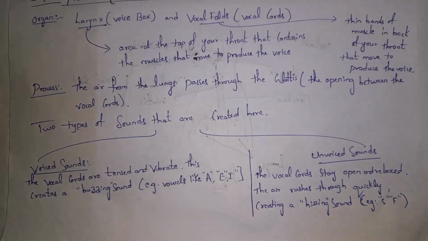And if you consider unvoiced sound, here vocal cords will stay open and relaxed and air will pass quickly, which will create hissing sound. For example, if you consider alphabets S, F, while we pronounce them, our vocal cords will stay relaxed. There is no vibration. So we call it as unvoiced sounds.